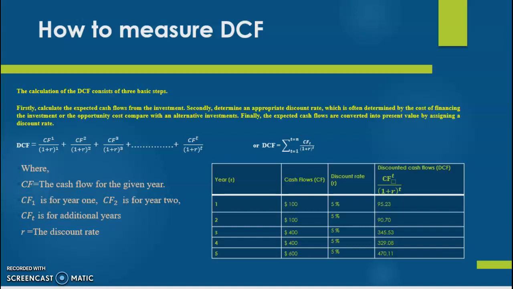By plugging the numbers into the table, the fourth column shows the discounted cash flows, or present value, of the future cash flow projections.